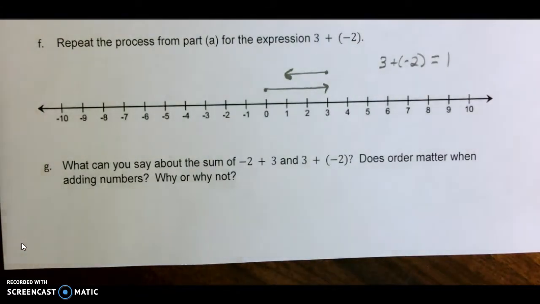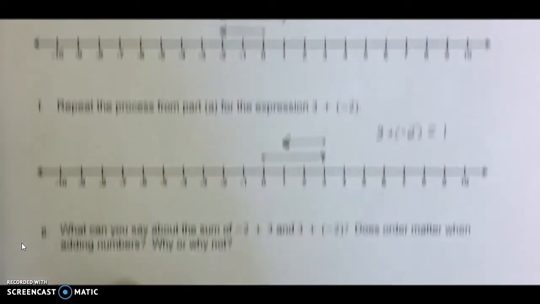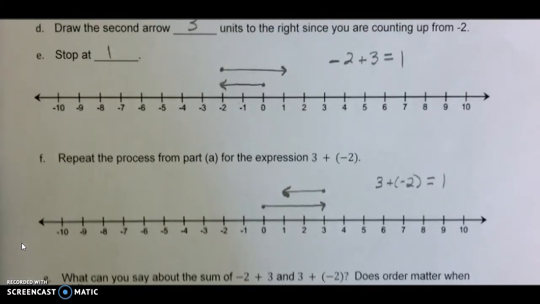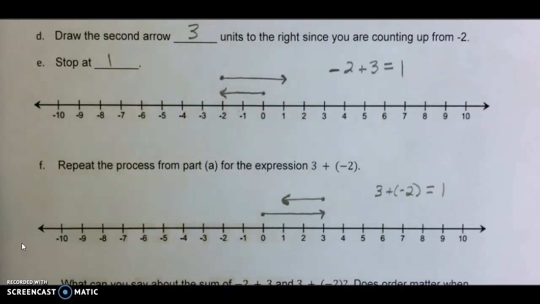Okay? Part G says, what can you say about the sum of negative 2 plus 3 and 3 plus negative 2? And if I bring the first picture down, I can compare these. All right. In each example, the answer was positive 1. With the first picture, we went 2 units to the left first and then 3 units to the right. In the second picture, we went 3 units to the right first and then went 2 units to the left. In either case, though, we ended up at the same spot as at 1.